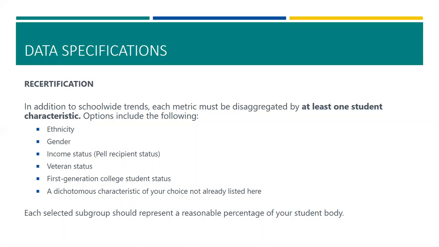Some schools have come to us and said, well, we measure on some particular metric, and we ask for it to be dichotomous because otherwise you're getting into too many options, and sometimes your group sizes become really small. But if you have something that's of some interest, then feel free to include that.